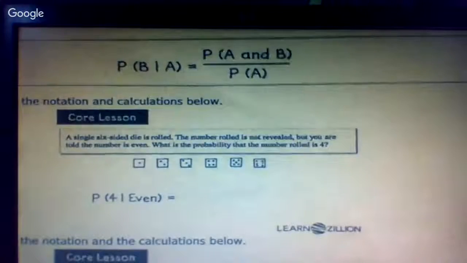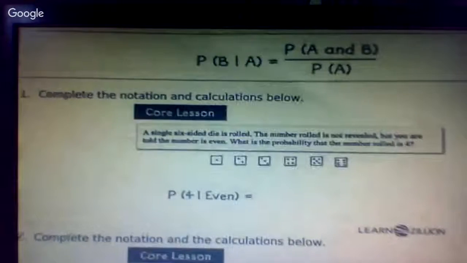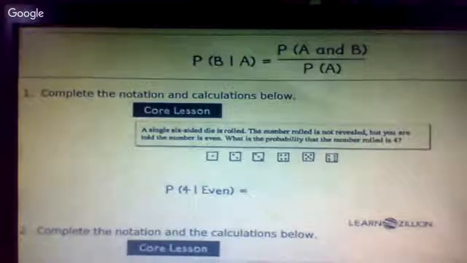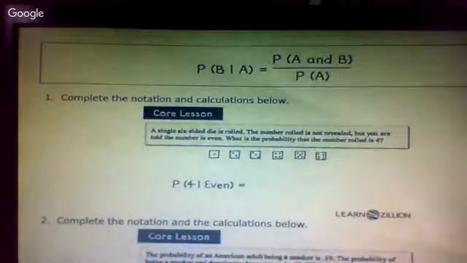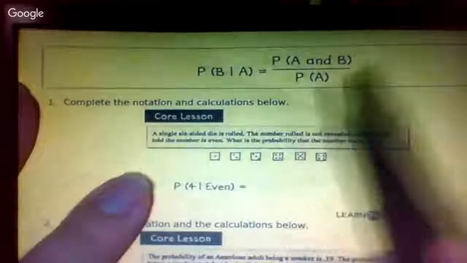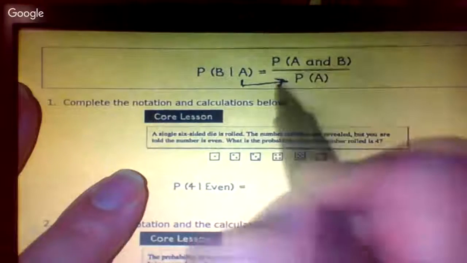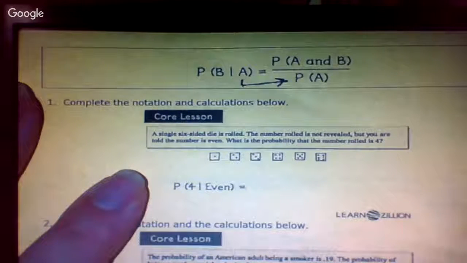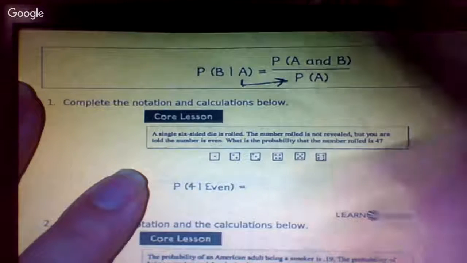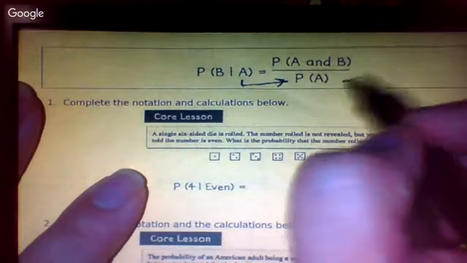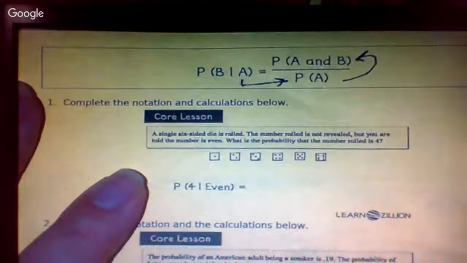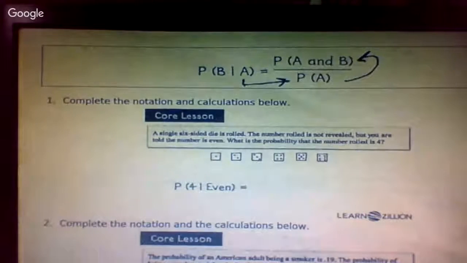Okay, flip it. Let's look at the back side. So, this is exactly what we just did on that piece of paper. This is your formula. Again, this probability goes on the bottom. The probability that the first event has happened goes on the bottom. Once that event has happened, how many also fall into that second event goes on the top.